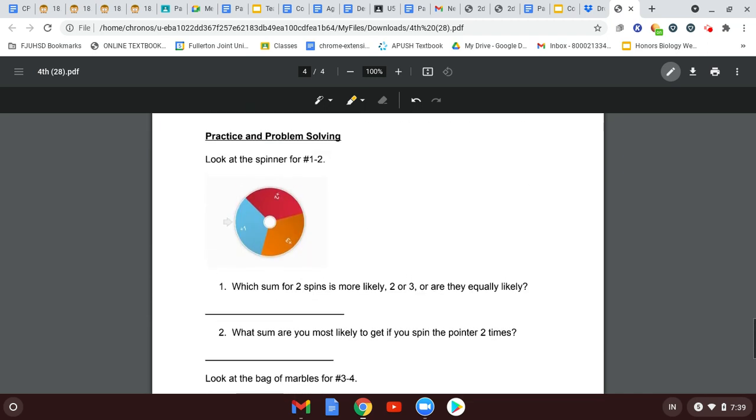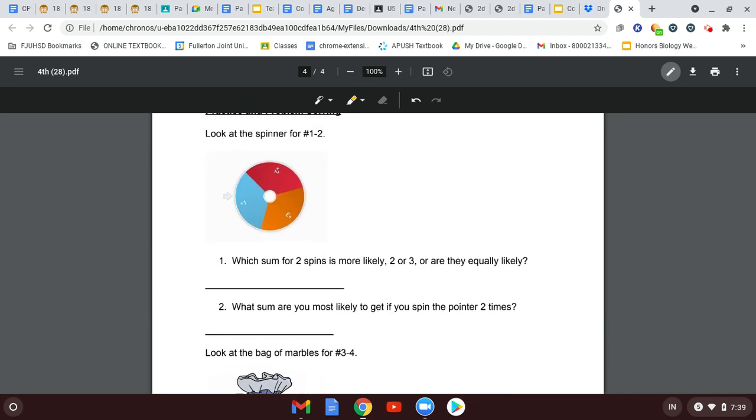Which sum for 2 spins is more likely, 2 or 3? Or are they equally likely? It seems like 1, 2, and 3 all have equal chances of getting them. Therefore, it's probably equally likely to get all 3, or to get one of the 2.